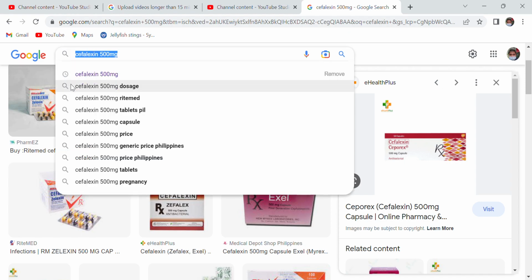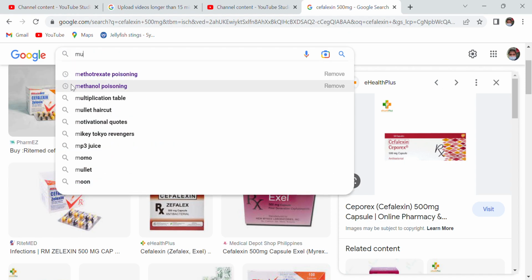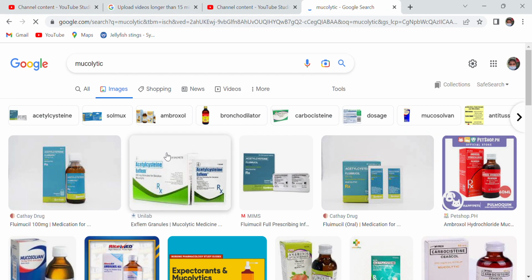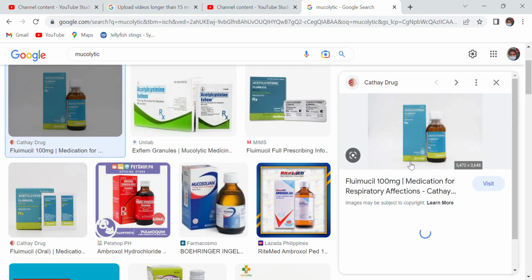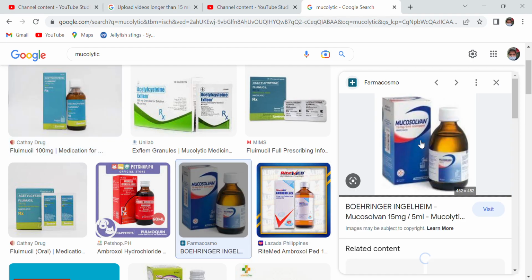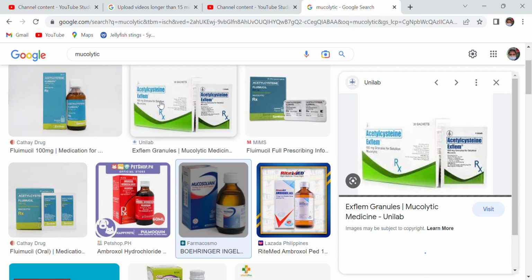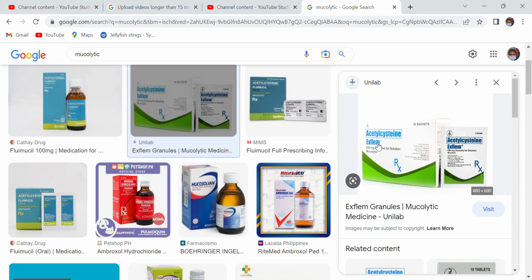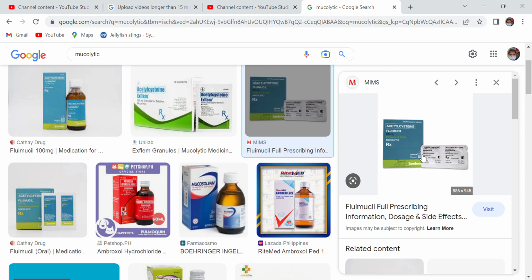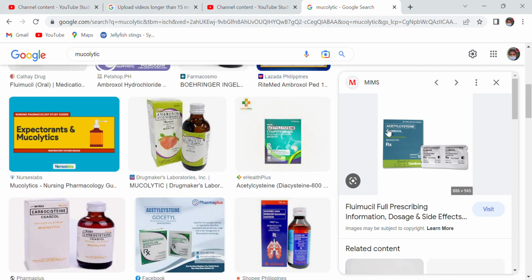What about if the cough is productive or has phlegm? Then you need a mucolytic, because there is a bacterial infection. One of the most commonly used mucolytics is Mucosolvan and also N-acetylcysteine. This N-acetylcysteine, like X-Flem or Flumosil, you have to dissolve the granules in a glass of water, like this one, Flumosil. This is also a very common medication, and there are other mucolytics.